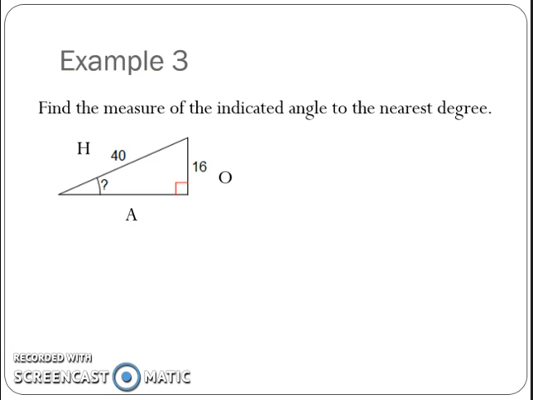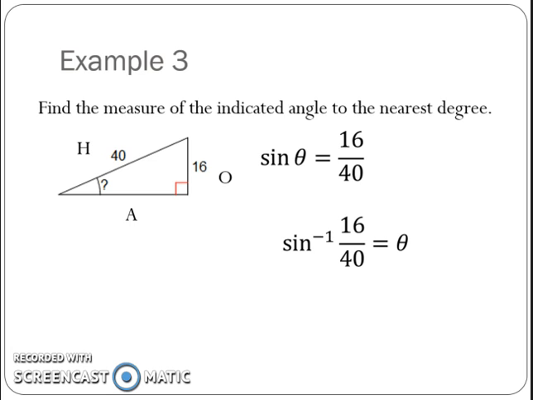The sine of theta, which is typically our angle if we aren't given any letters, equals 16 over 40. So we're solving for theta, we're solving for the angle measurement. So the opposite of sine is sine inverse. We're going to do the sine inverse of 16 divided by 40, and we find that's about 23.6 degrees. So about 24 degrees.